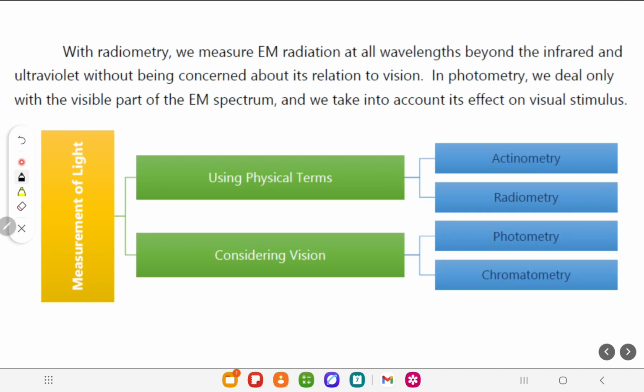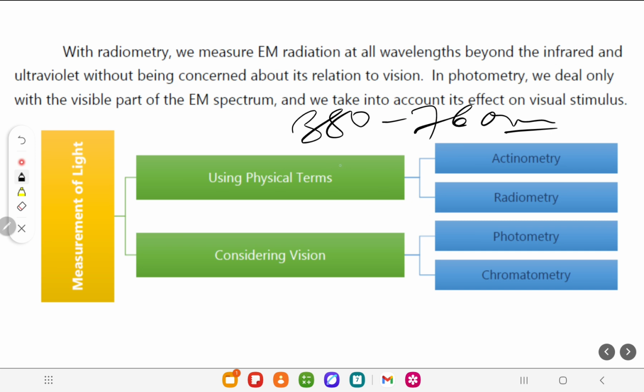So let's see. With radiometry, we measure electromagnetic radiation at all wavelengths beyond the infrared and ultraviolet without being concerned about its relation to vision. But in the case of photometry, we only deal with the visible part of the electromagnetic spectrum, which is roughly 380 to 760 nanometers, isn't it? And because they stimulate vision.